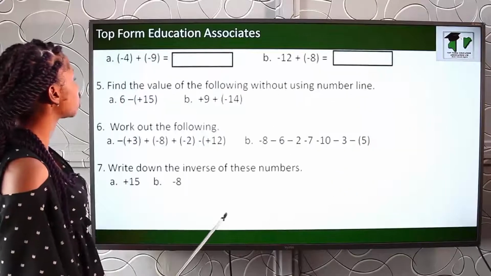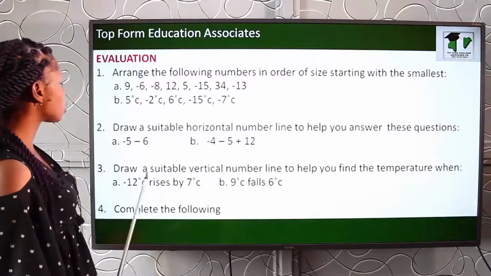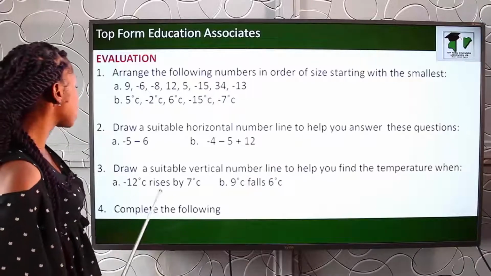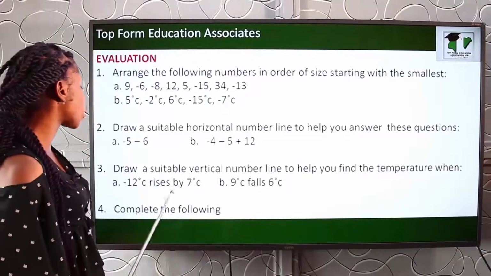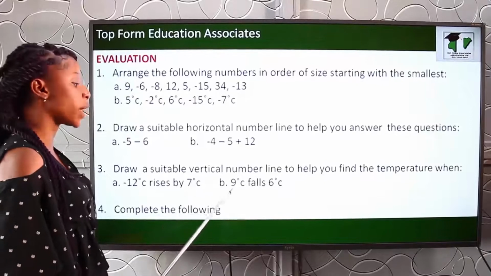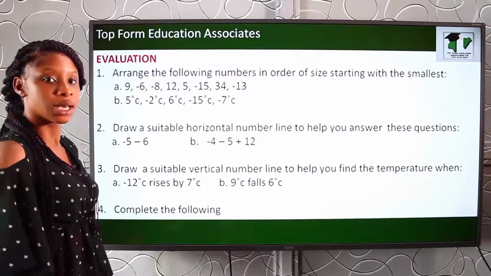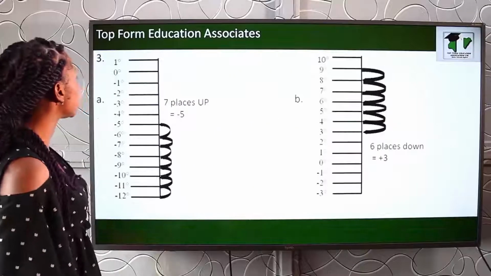Now, number 3, we're asked to use a vertical number line. Let's go back to the question. We're asked to draw a vertical number line to find the temperature when minus 12 degrees rises by 12 degrees centigrade, and when 9 degrees centigrade falls by 6 degrees centigrade. Now let's do it.